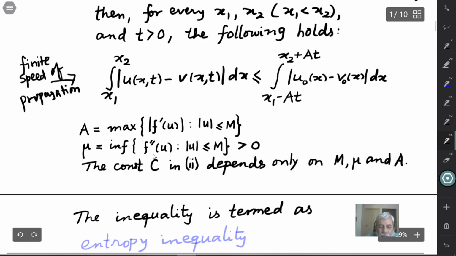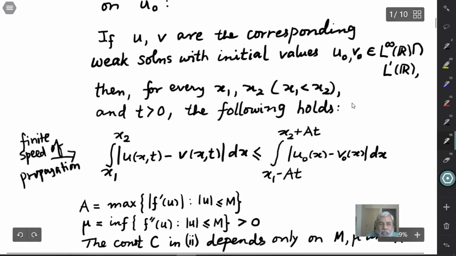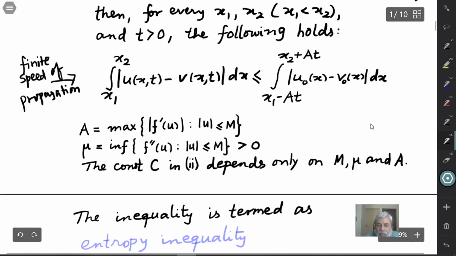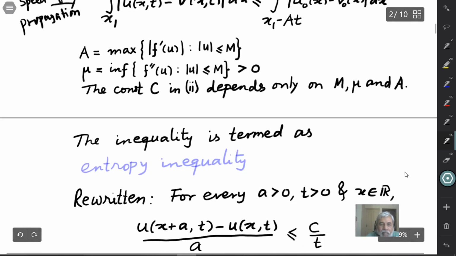And since f double prime is continuous, and we are assuming that it is greater than 0 in this interval, its infimum will be positive. And the constant c in the second statement, this entropy inequality, depends only on m, mu and a. This inequality 2 is termed the entropy inequality.